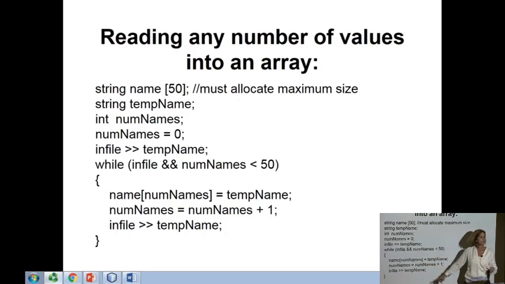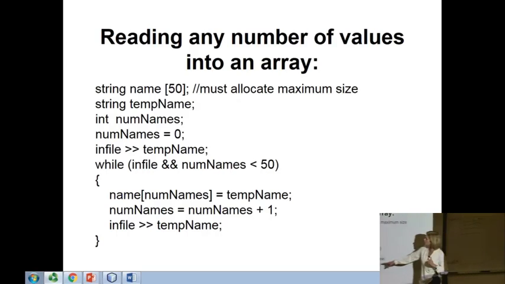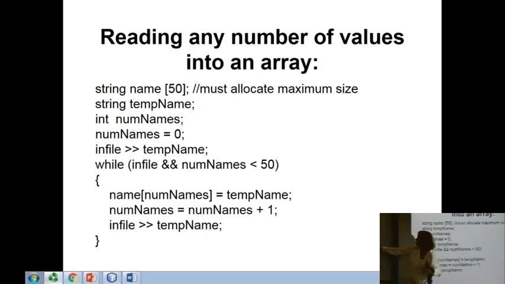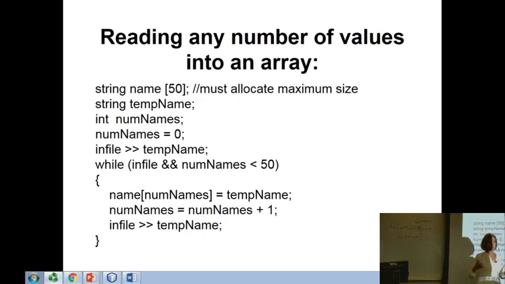I bump it and read again, and so when I get all through, I know how many names I read from the file because the value is going to be inside numNames. So if I wanted to print all the names moving forward, I don't go from I to 50 because most likely I've not read in 50 names, agreed? I've read in numNames. So I'm going to use a loop that goes from I to numNames, and that'll print the appropriate names. Does anybody have questions about that so far?